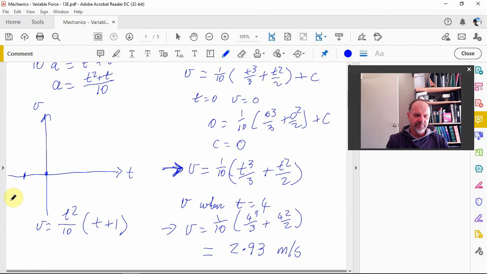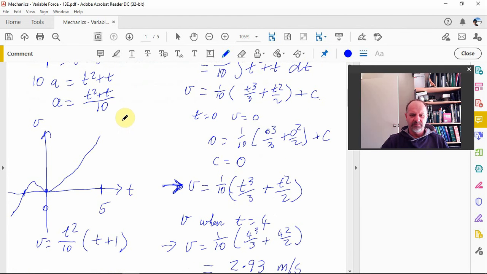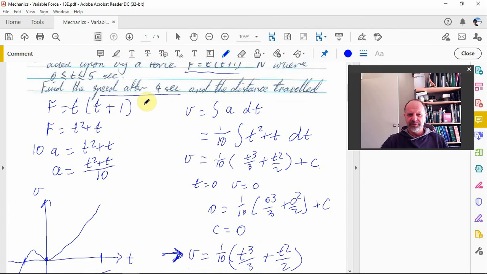Repeated factor's turning point, there's no negative, so it's a normal one, so it goes like this. Now of course we're told only look between 0 and 5 in that restriction up there. So it holds between 0 and 5. And so in part B we're after the distance travelled.